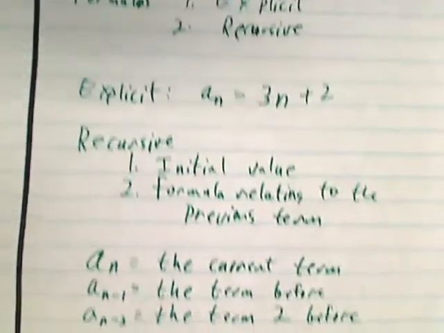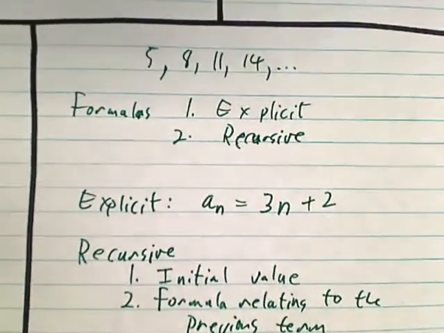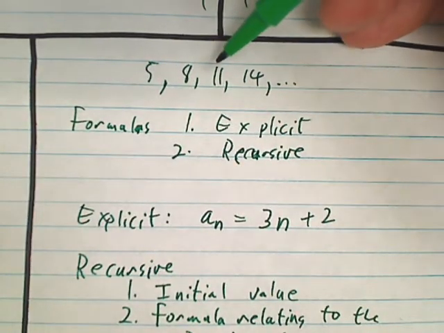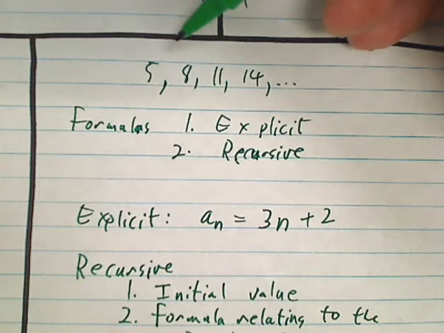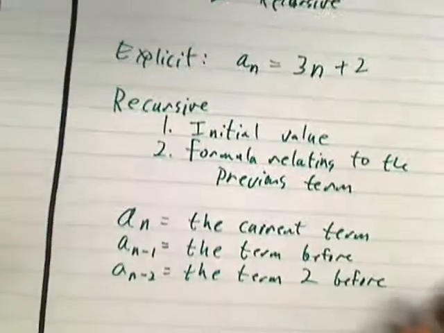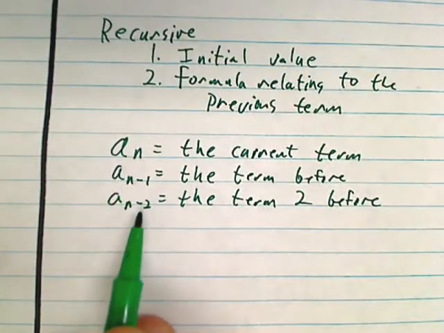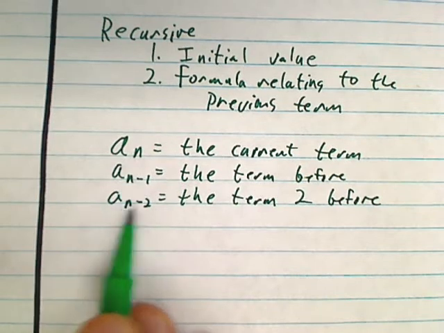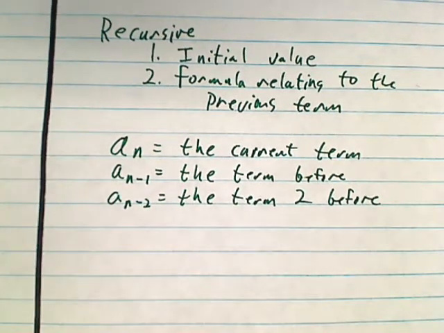Let me look up at the top. So this is the third term. If I was saying this is a sub n, the term before it would be the 8. So this is just going backwards in the sequence. This is the mathematical way that we write it if I want to look back, the term before, the term 2 before, and so on.